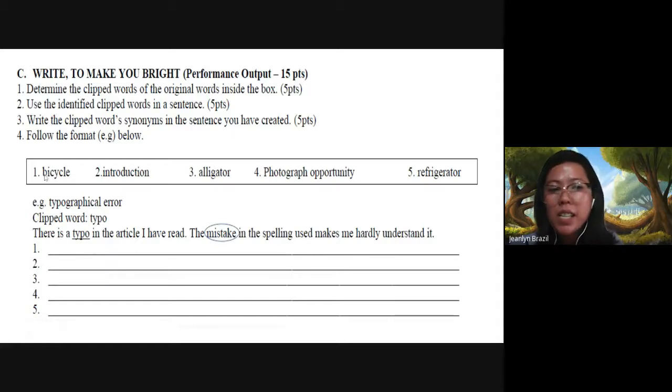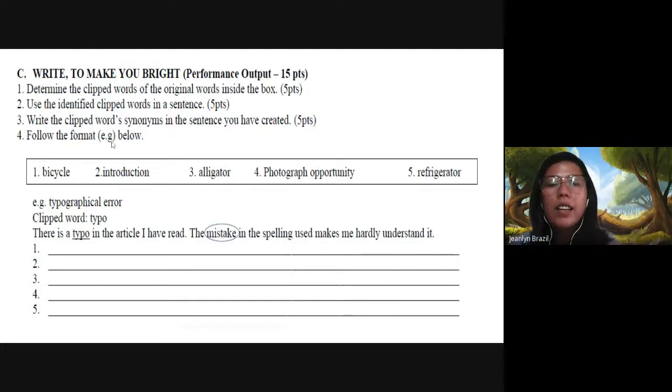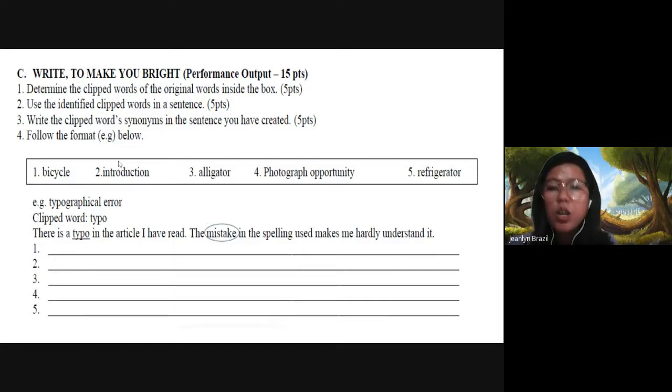So, number 1 is bicycle. 2 is introduction. 3 is alligator. 4 is photo opportunity. And number 5 is refrigerator. So, determine now the clipped words. Okay, so that's the first instruction. You have to determine. So, next is use the identified clipped word in a sentence. So, after determining the clipped words, you have to make a sentence by using those clipped words. And number 3, write the clipped words synonyms in the sentence you have created.